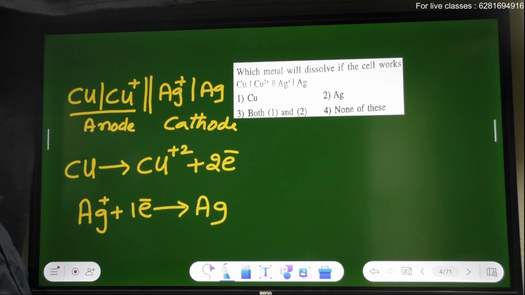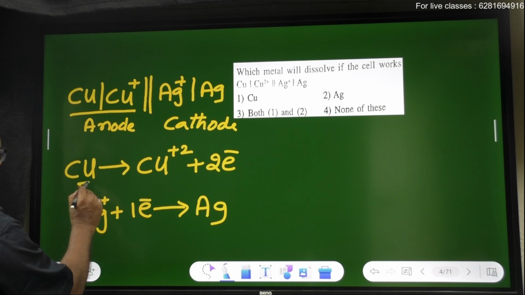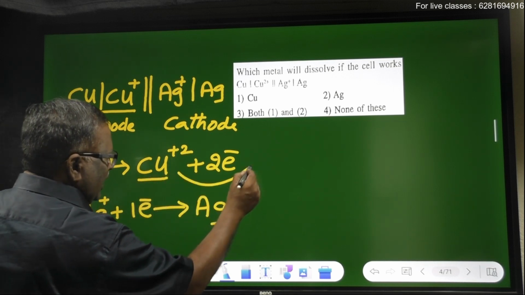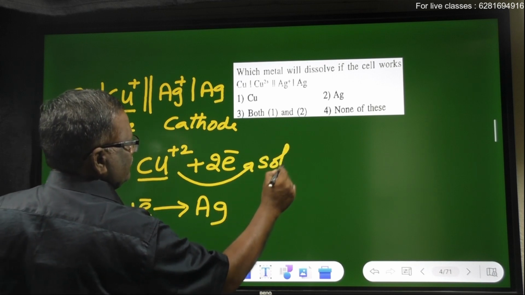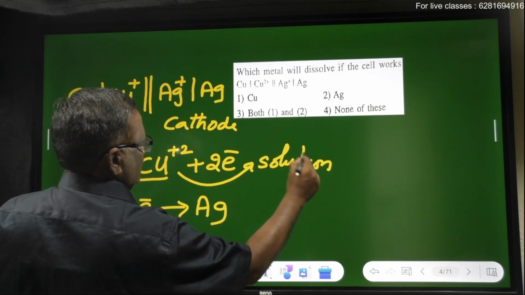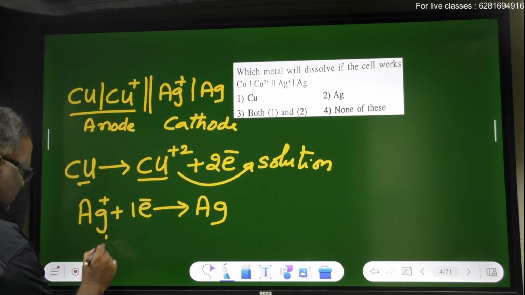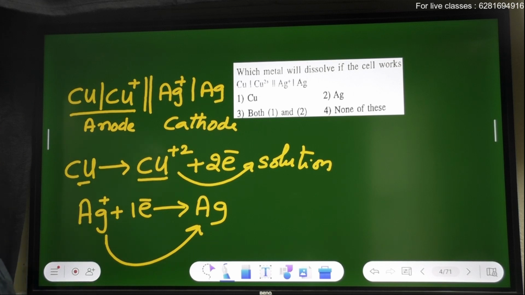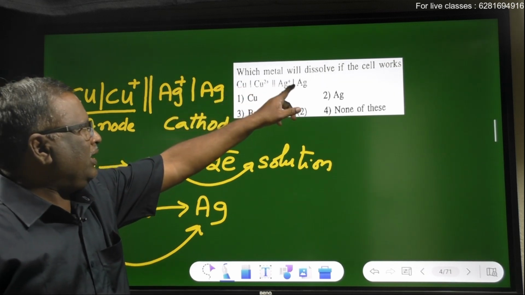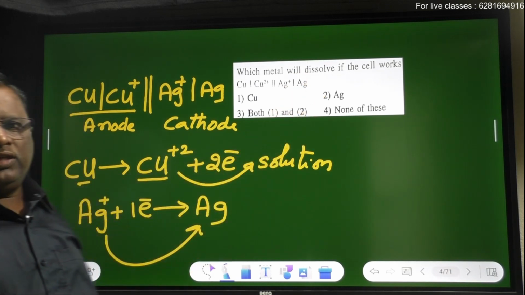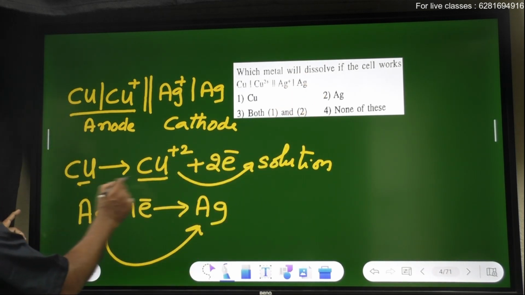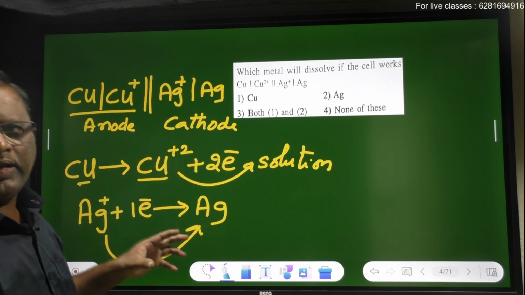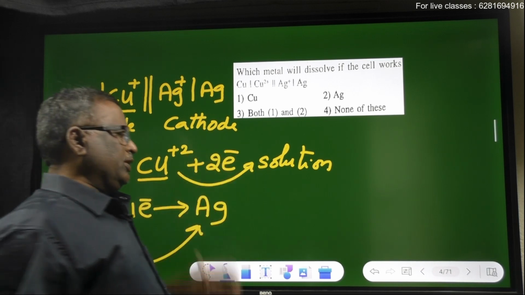So here copper is converted into Cu+2 ions, and these ions go into the solution. The Ag+ ions in the solution are converted into Ag and deposited at the cathode. Now our question is, which metal will dissolve if the cell works? Which metal dissolves means copper is converted into copper ions and goes into the solution. That means copper dissolves into the solution.